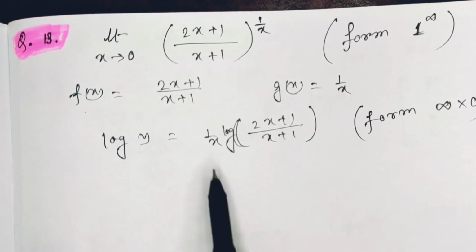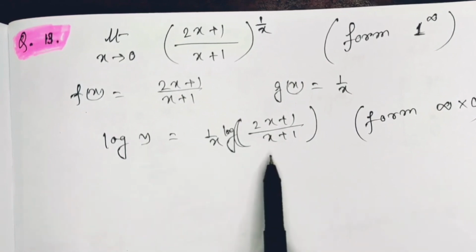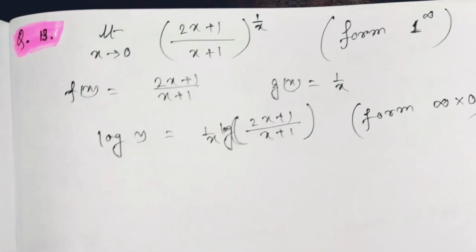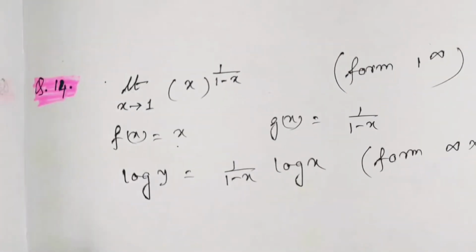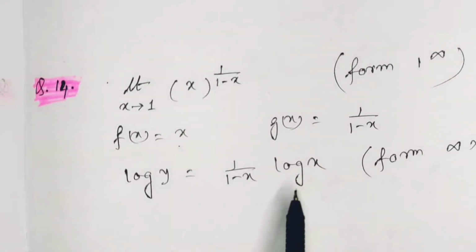Here is one more question, and here also we proceed the same way. Again we have to take the log, and after that we reconstruct it in the form of 0 by 0 or infinity by infinity and solve just like the previous two. And this one is the final one. One more question: we rewrite it in the form of 0 by 0 or infinity by infinity, and we should solve it.